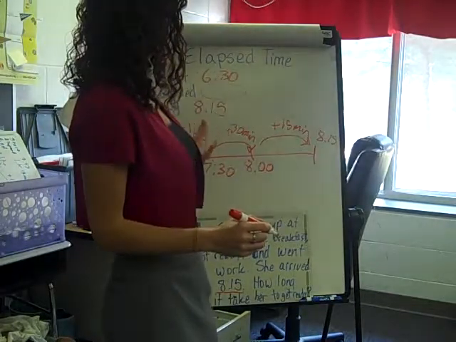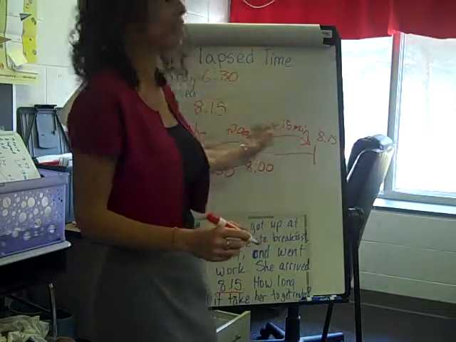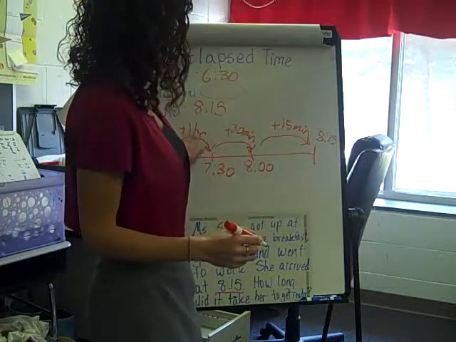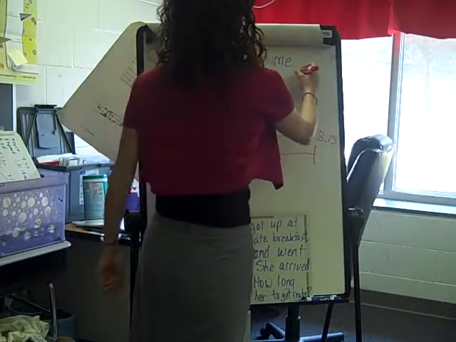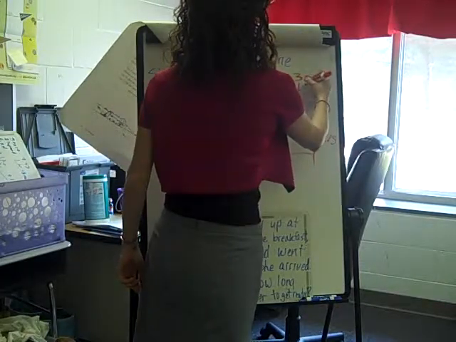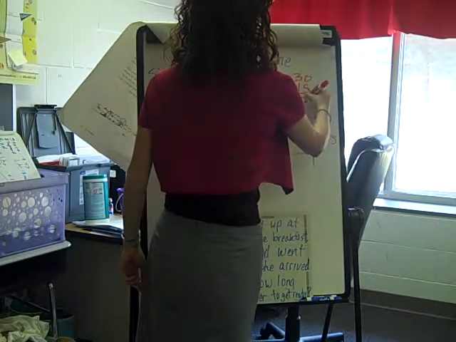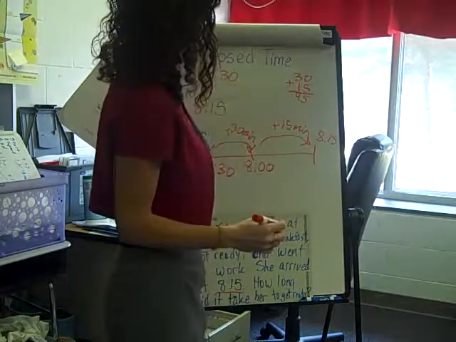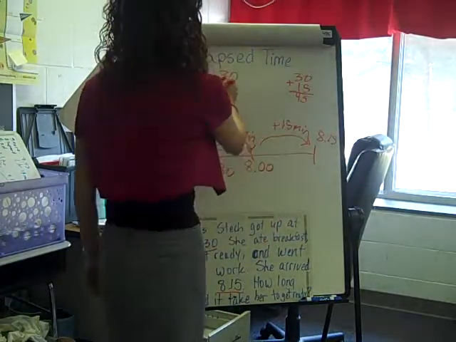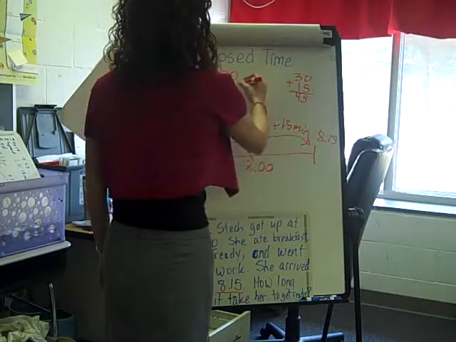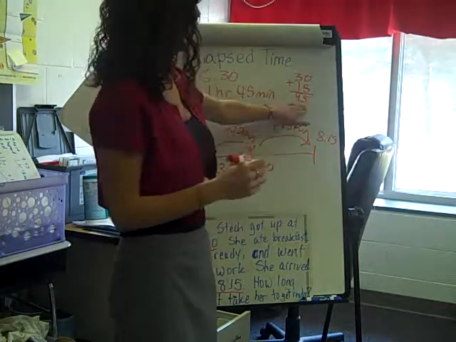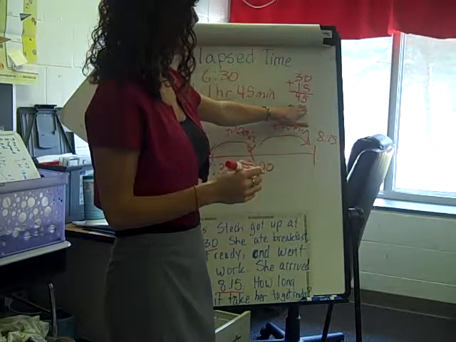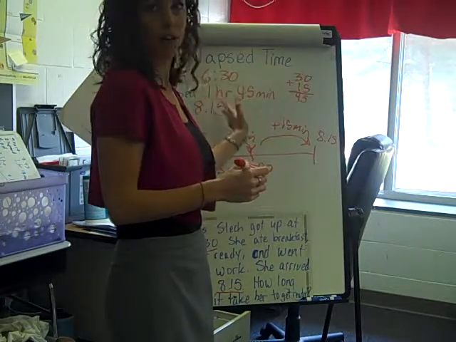I just have to put all my elapsed times together to figure out the total elapsed time. Well, I have an hour, 30 minutes plus 15 minutes. Well, if I do 30 plus the 15, it'll give me 45 minutes. So the elapsed time in this case is 1 hour, 45 minutes. If it had been over 60 minutes, you would have then had to calculate another hour to add on.